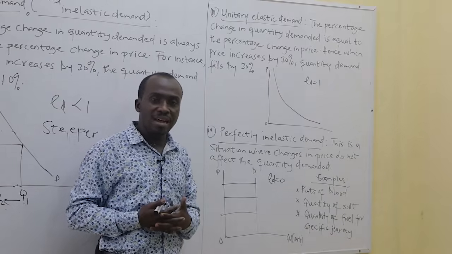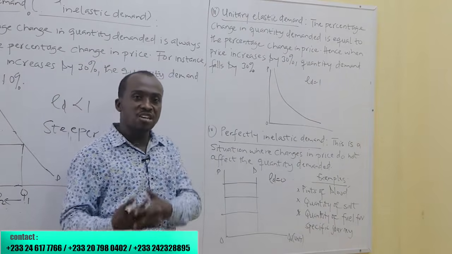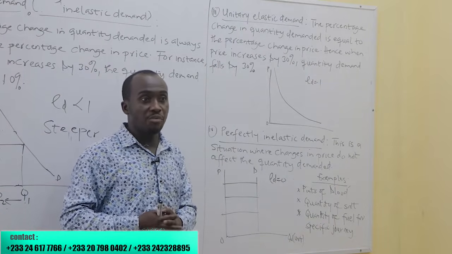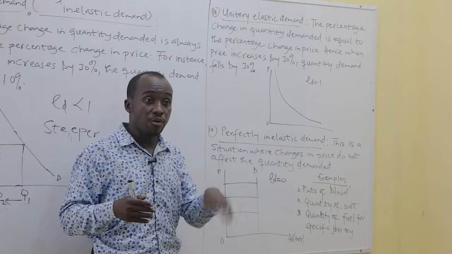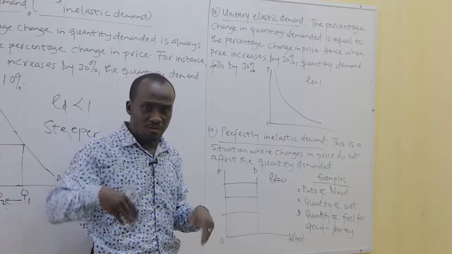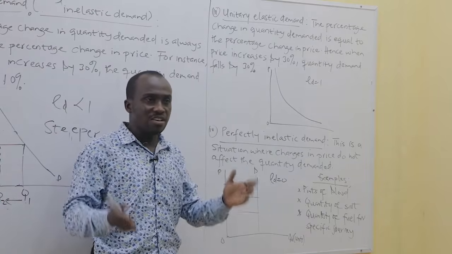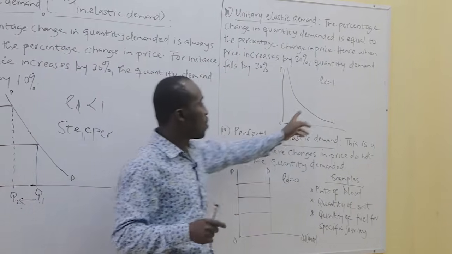So when we have unit elastic demand, the change in price is equal to the change in demand. If price falls by 10%, demand will increase by 10%. If price increases by 20%, demand will reduce by 20%. So the changes are almost the same. So you have elasticity equal to 1.